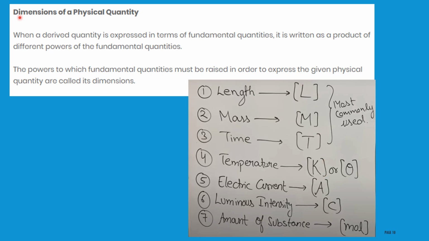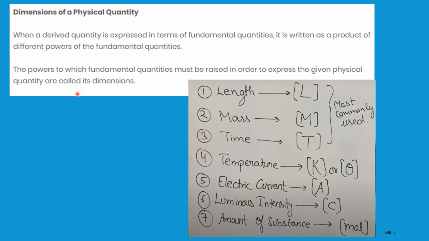Therefore, the dimension of a physical quantity is obtained when a derived quantity is expressed in terms of fundamental quantities. Already you know derived quantities are combinations of fundamental quantities. It is written as a product of different powers of the fundamental quantities. Already I told you these symbols are used to represent the dimension of a physical quantity. Then if we use these symbols in terms of a power, that we call the dimension of a physical quantity.